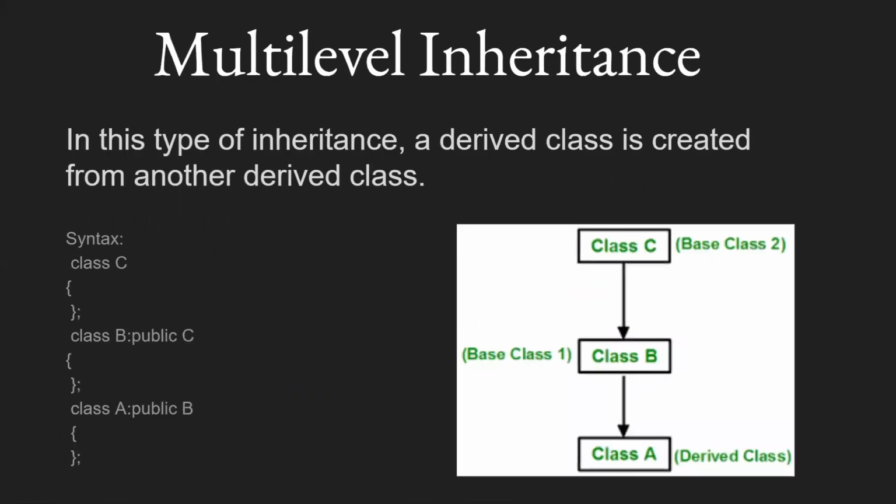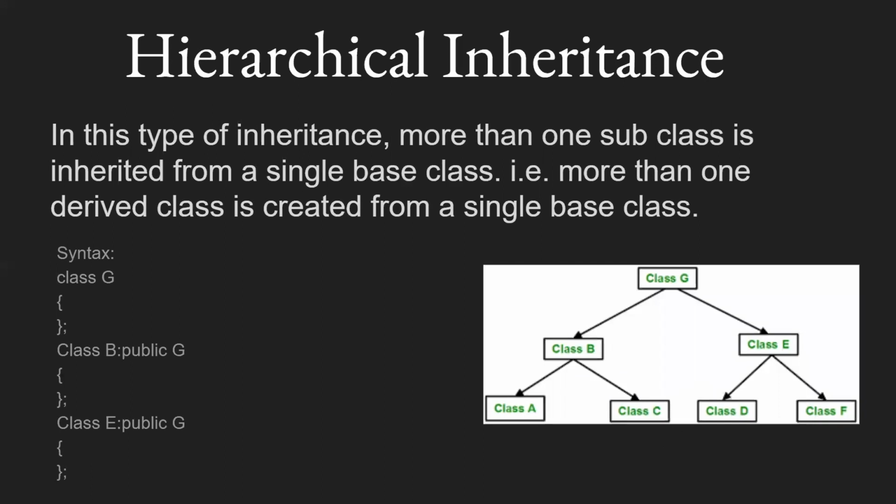Next is multi-level inheritance. In this type of inheritance, a derived class is created from another derived class. In this image, class C is inherited in class B and class B is inherited in class A. That is, class A is derived class for class B and class B is derived class for class C. Next is hierarchical inheritance. In this type of inheritance, more than one subclass is inherited from a single base class. That is, more than one derived class is created from a single base class. In this picture, we have two derived classes for class G, which are class B and class E.